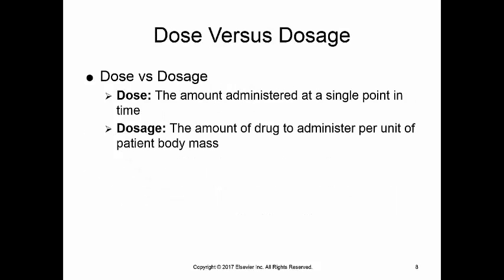Dose is the amount of drug that we will give at a single point in time. So the drug dose is when we're giving it at that one specific period in time. And dosage is the amount of drug that we administer per unit of body mass. So this is where we want to figure out how many milligrams of a drug that we're going to give per kilogram of body weight.